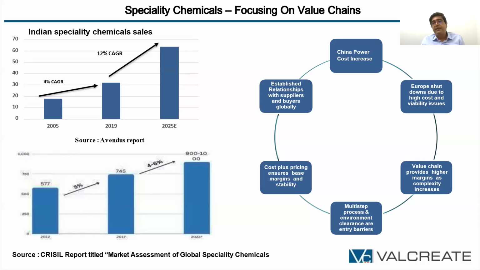Here again, the China plus one factor comes into play. Power costs in China are going up. Employee costs are going up. European plants are shutting down because of high costs.